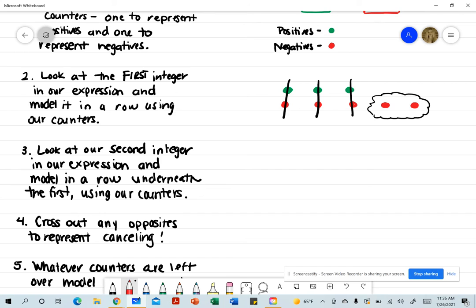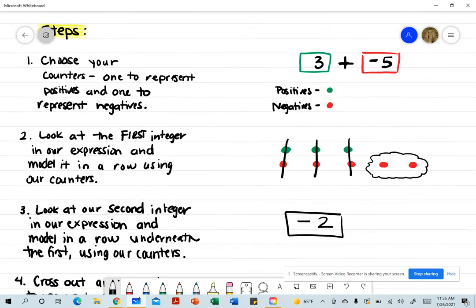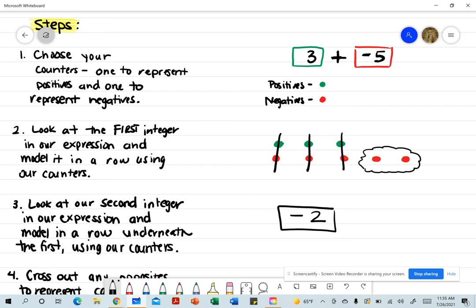So what is my final answer to this expression? -2. So what this is saying is 3 plus -5 is -2.